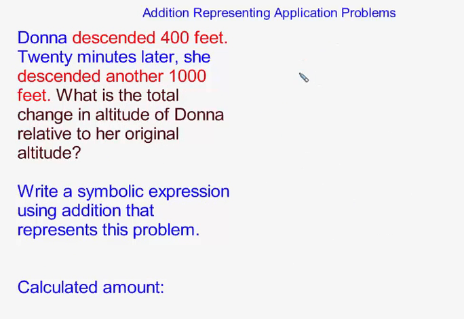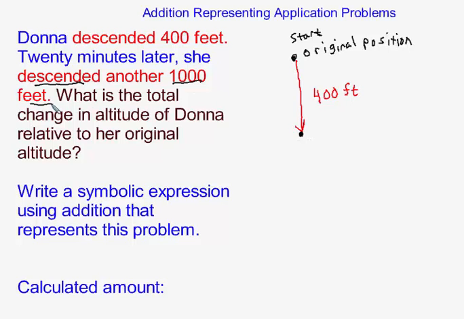Here's a similar problem, still involving Donna, except this time it's not relative to sea level. It says that Donna descended 400 feet, but it does not tell me what her original position was. Descended means going down 400 feet relative to some original position. Or you could think of this as her starting position. So she started here. She descended 400 feet, that's going down pictorially. And then it says, after she ended here, she descended, which means she went down another 1,000 feet. So we would have her going down another 1,000.